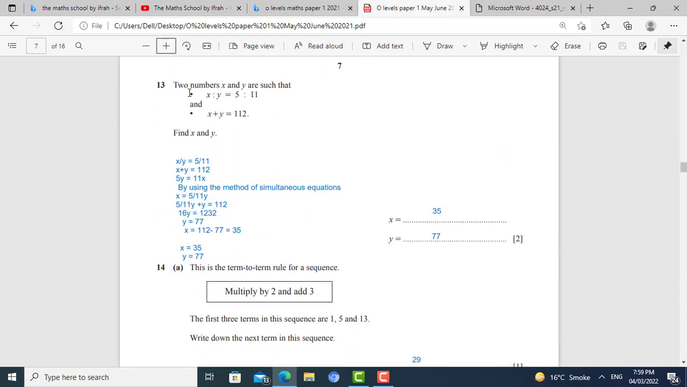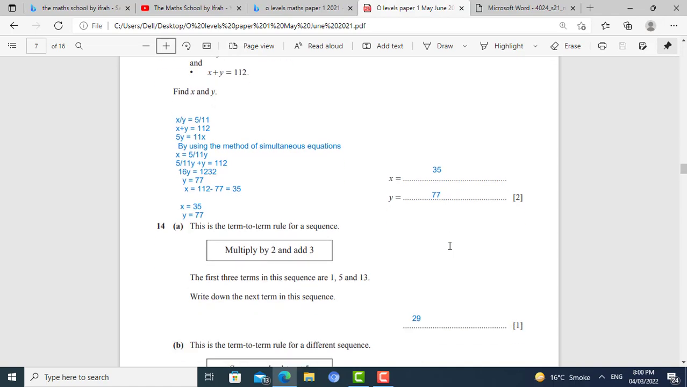Okay, let's have a look at another question. Two numbers x and y are such that the ratio x to y is 5 to 11 and x plus y is 112. Find x and y. Now x over y is 5 over 11, x plus y is 112, so 11x is 5y. By using the method of simultaneous equations, x is equal to 5 over 11 y. 5 over 11 y plus y is equal to 112. We put it in this equation. 16 over 11 y is 112, so y is 77 and x is 112 minus 77, that is 35. So x is 35 and y is 77.